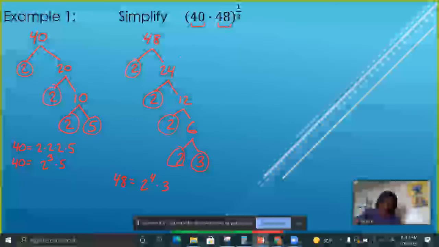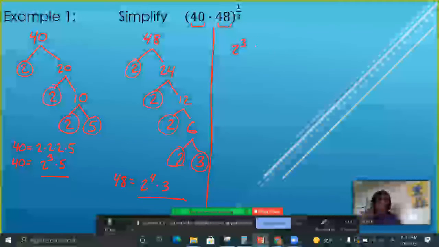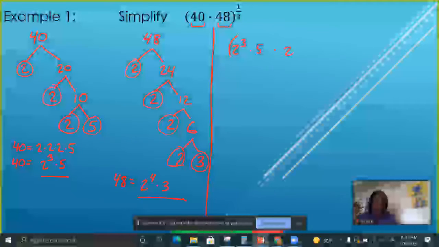Okay, now we've done most of the work already. This is going to come in really handy. Let's substitute these expressions for 40 and 48 into the original problem at the top. So 40 is 2 to the 3rd. Here, I'll draw a line here so we know we're working on the actual problem, not the side work. So 2 to the 3rd times 5, that's my 40, times 2 to the 4th times 3. Okay, there's 48. Any questions on that before we continue?